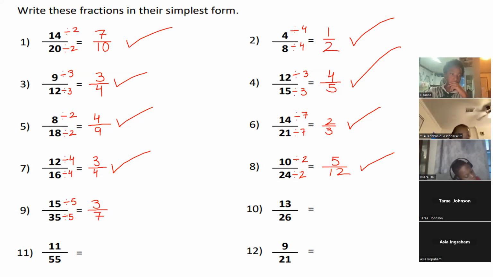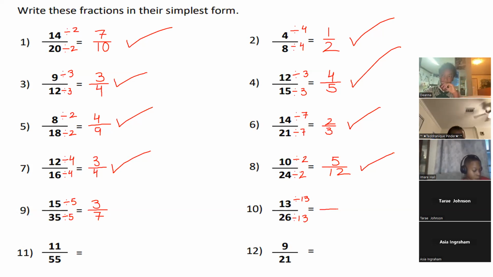How about 13 and 26? This one is interesting. Which will I use for this one? 13. 13, very good. I got 1 over 3. That's not right. 13 divided by 13 is what? 1. And then 26 divided by 13 is what? 2. It's 1 over 2, not 1 over 3.